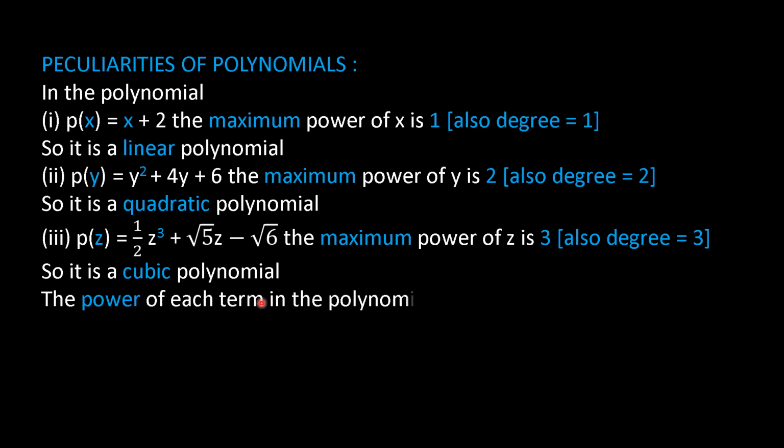The power of each term in the polynomial is a whole number: 0, 1, 2, 3. We can observe that the power of the variable x here is 1, in here it is 2, and in this polynomial it is 3, which are whole numbers. So the requirement for an expression to be a polynomial is that the power of the variable must be a whole number: 0, 1, 2, 3, and so on and so forth.